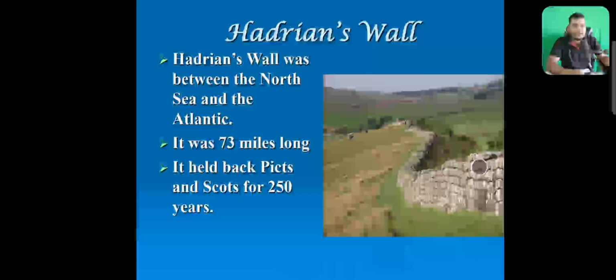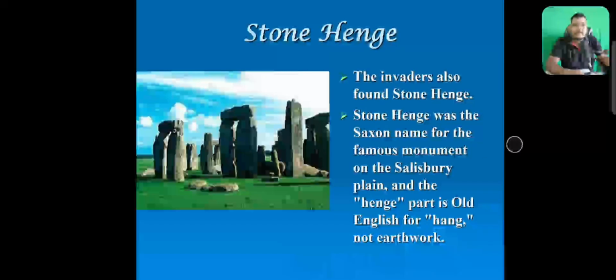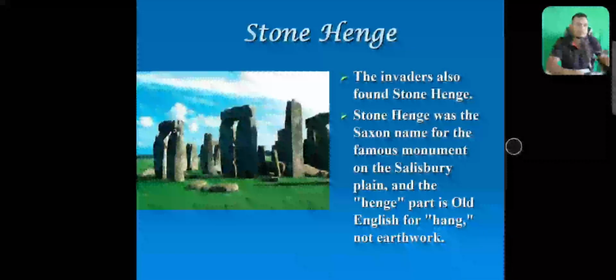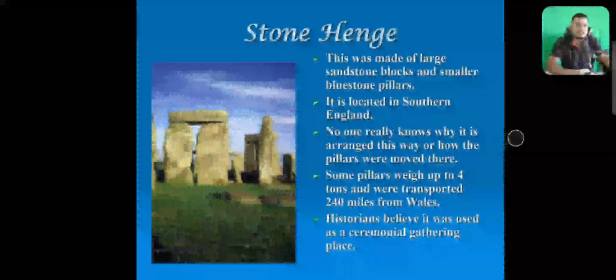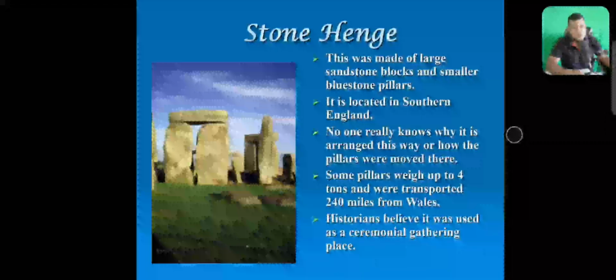And Stonehenge. The invaders also found Stonehenge. Stonehenge was the Saxons' name for the famous monument on Salisbury Plain, and Henge is Old English for hanging, not earthwork. Stonehenge was made of large sandstone blocks and smaller bluestone pillars. You have seen these stone structures. It is located in southern England. You just have to remember the place where the stones are located.